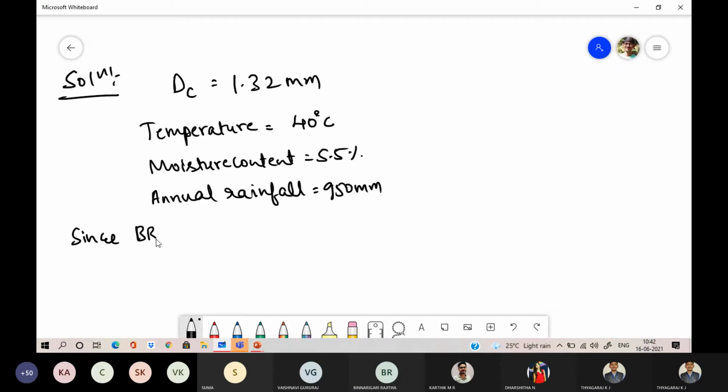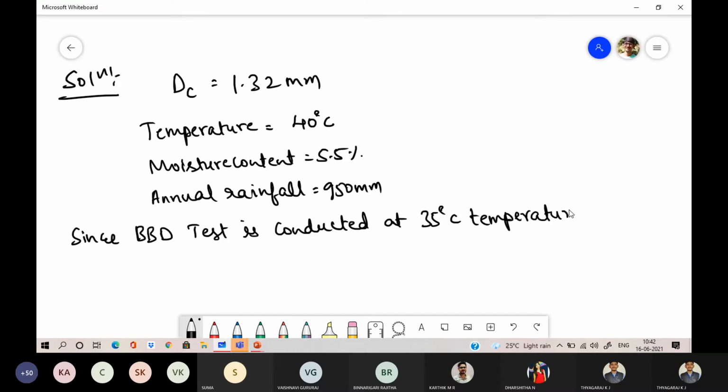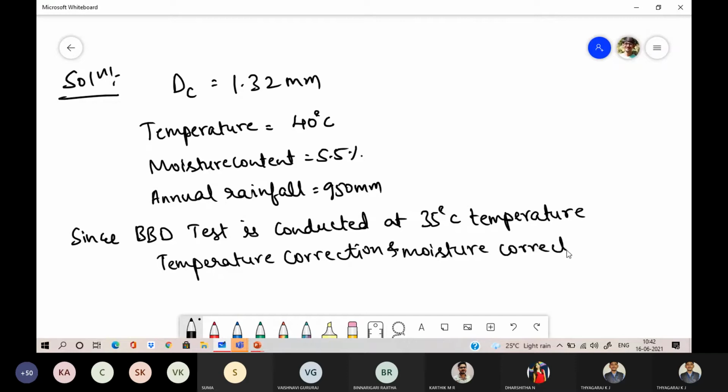Since the BBD test is conducted at what standard temperature? At what temperature are you going to conduct it? Since the BBD test is conducted at 35 degree temperature, temperature correction and moisture correction is necessary. So kindly note down this statement.